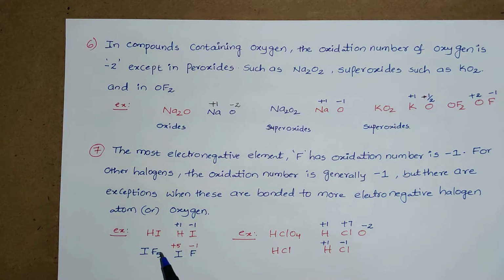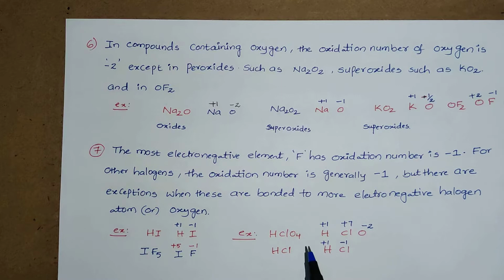For example, hydrogen iodide and IF5. In hydrogen iodide, iodine shows the negative oxidation state -1. In IF5, iodine is attached to the more electronegative atom fluorine. Obviously, fluorine shows the negative oxidation state, while that of iodine is positive. Here in the two compounds, we are not getting the same kind of oxidation state. In the first one it is negative, in the second one positive. Similarly, in HClO4 and HCl. In HClO4, chlorine shows a positive oxidation state, whereas in HCl it shows a negative oxidation state.